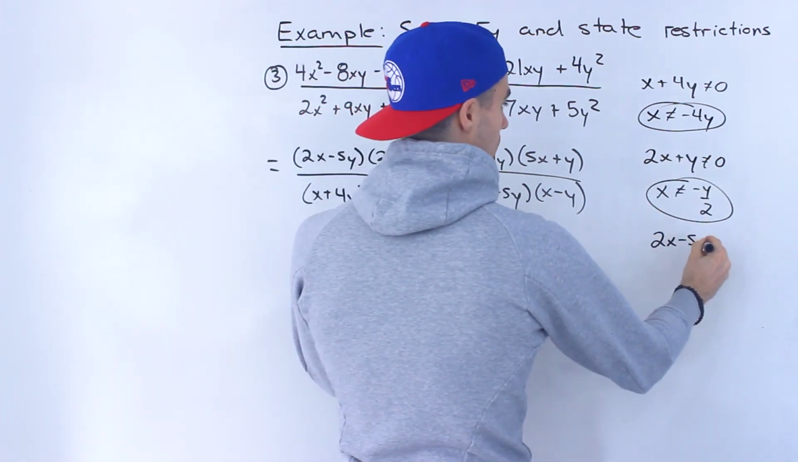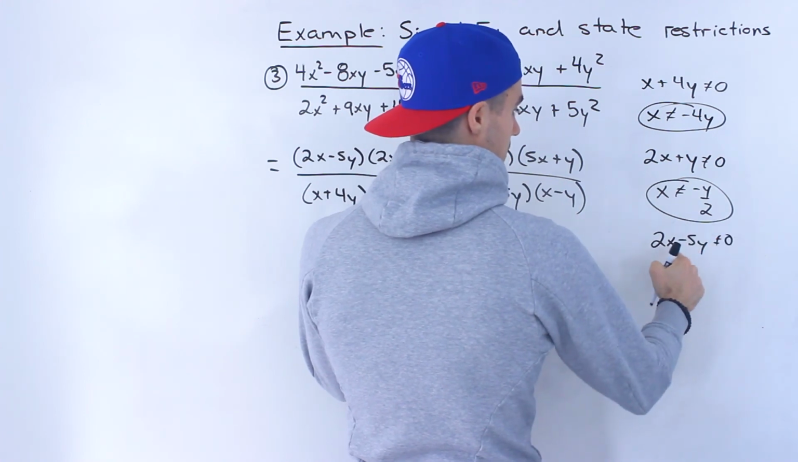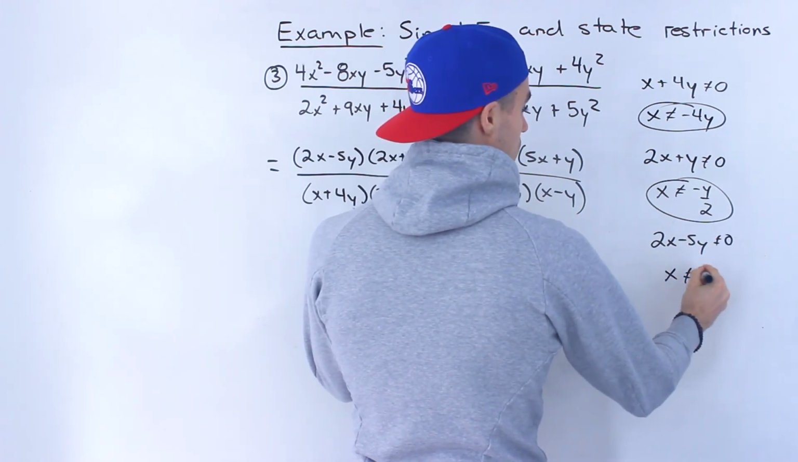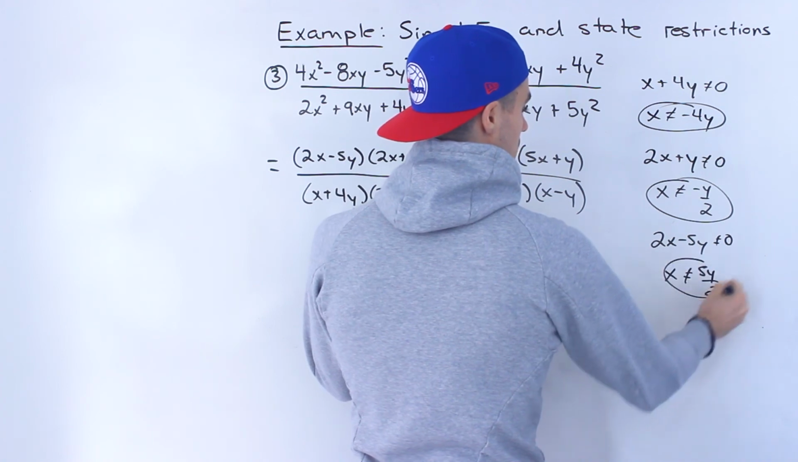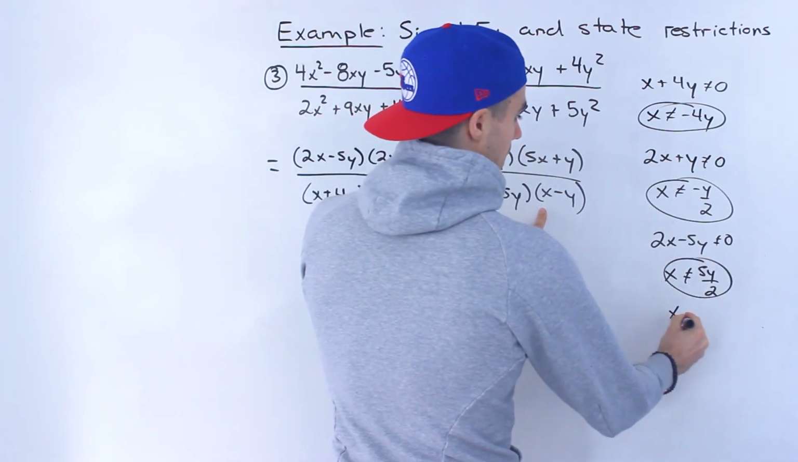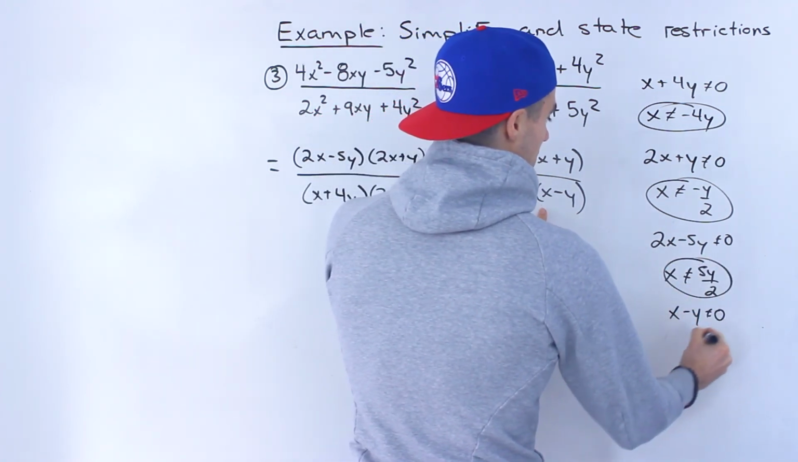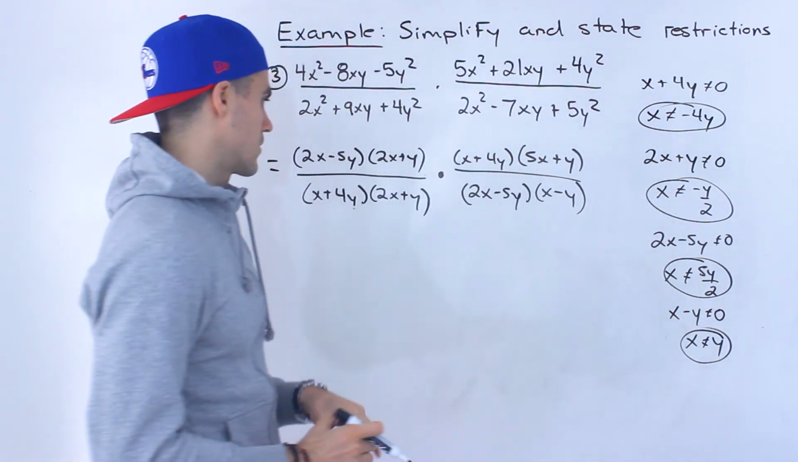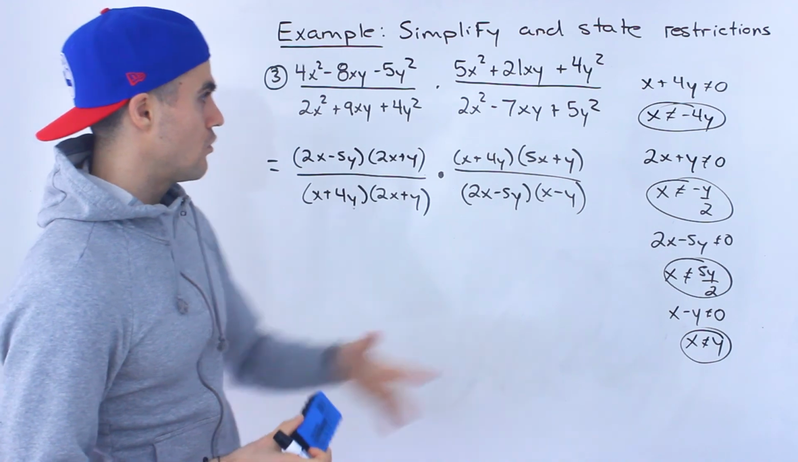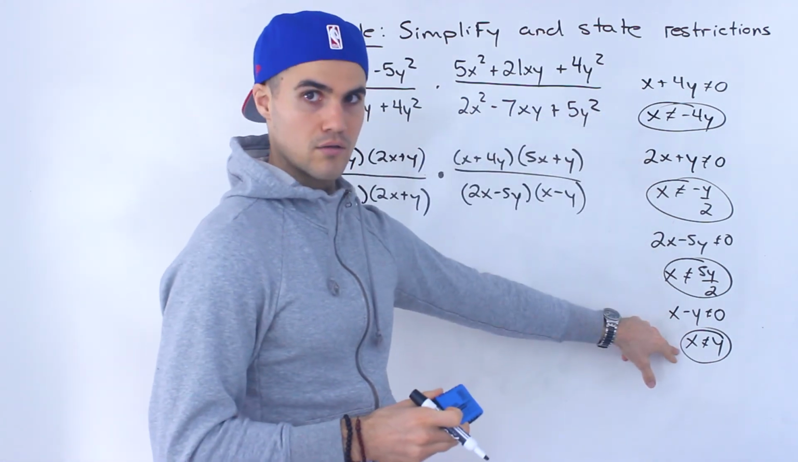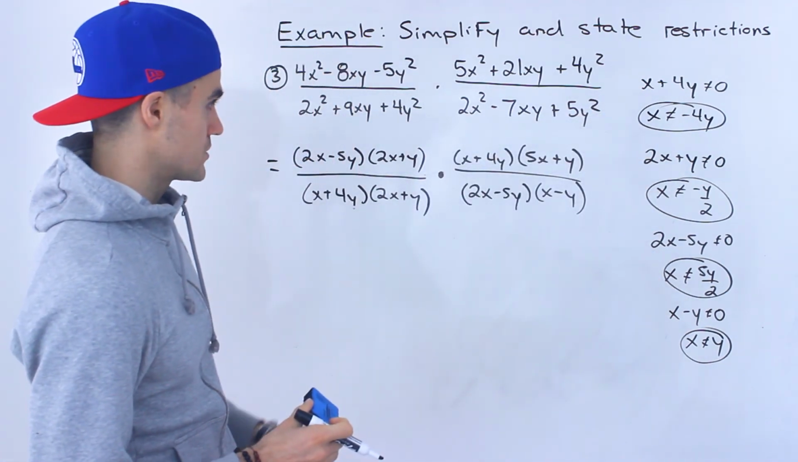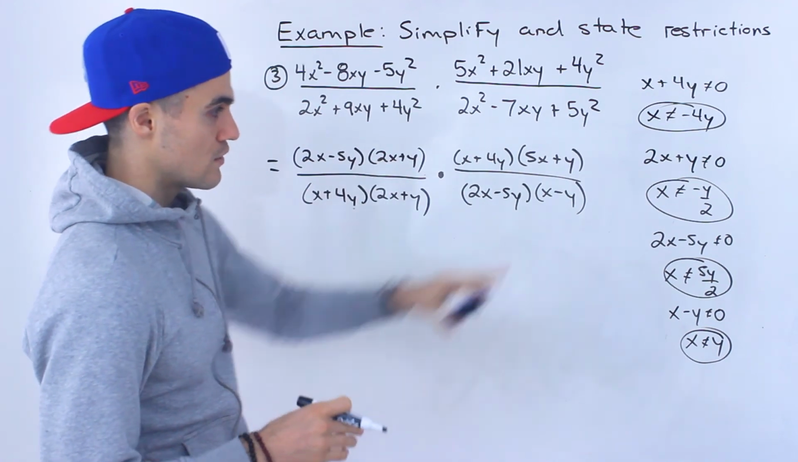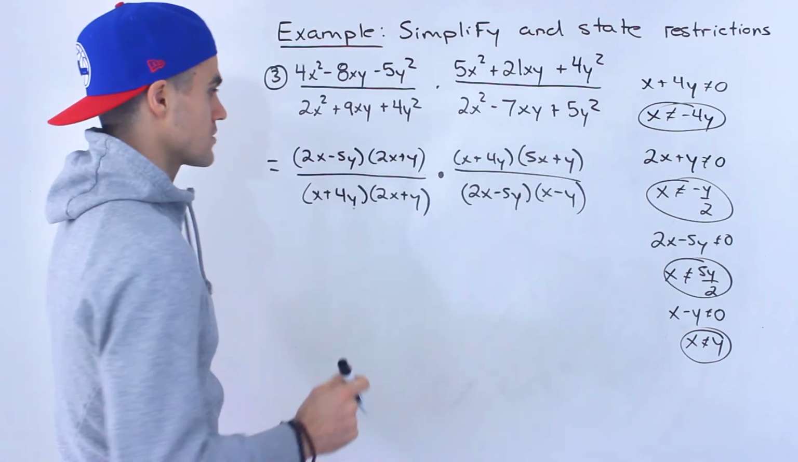2x minus 5y cannot equal 0. So basically when I isolate for the x, x cannot equal 5y over 2. And then x minus y cannot equal 0. So basically x cannot equal y. Right? So those are the 4 restrictions for this. So you would write those in addition to the answer that we're about to get.